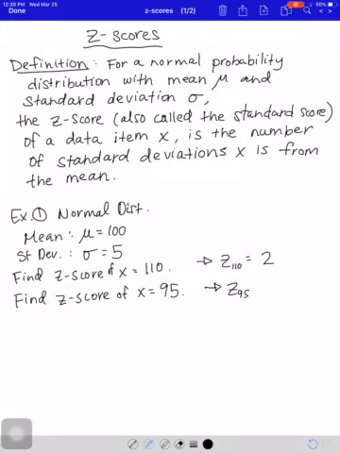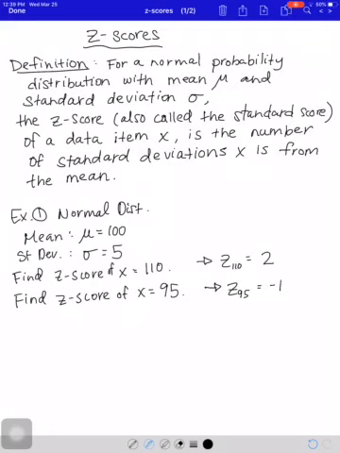Okay, so we're going to find the z-score of 95. Now we can notice that 95 is just 1 standard deviation below the mean, right? Because that's 100 minus 1 standard deviation of 5. So here, because it's below the mean, our z-score is actually -1.